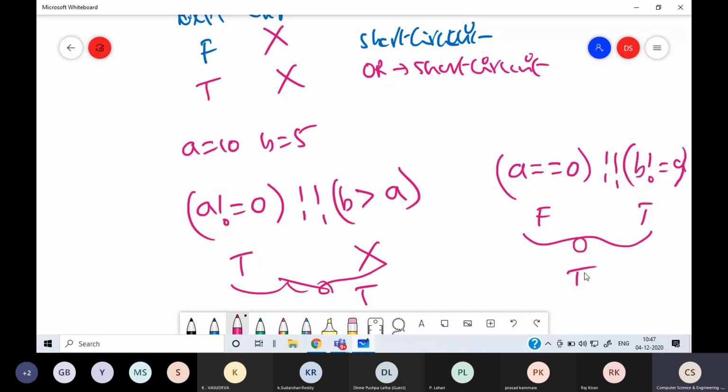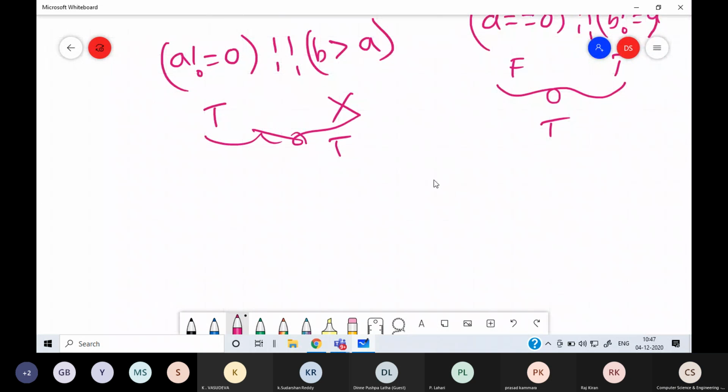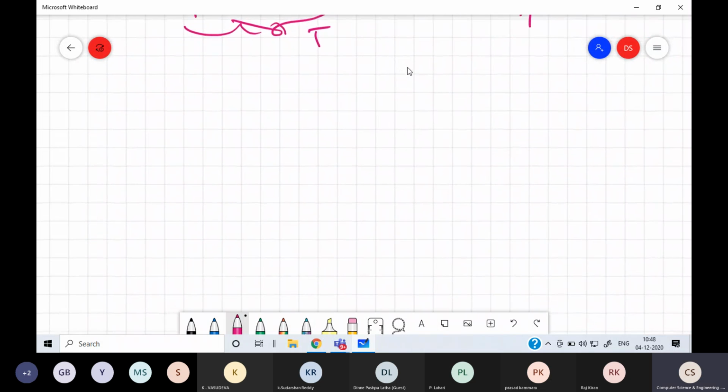So while you evaluate the expression, don't blindly jump to a conclusion. You have to carefully observe the expression, whether short circuit is happening or not, whether there is assignment or equals to operator. Those kind of things you have to carefully observe before you decide the result of the expression. So that is logical handling.